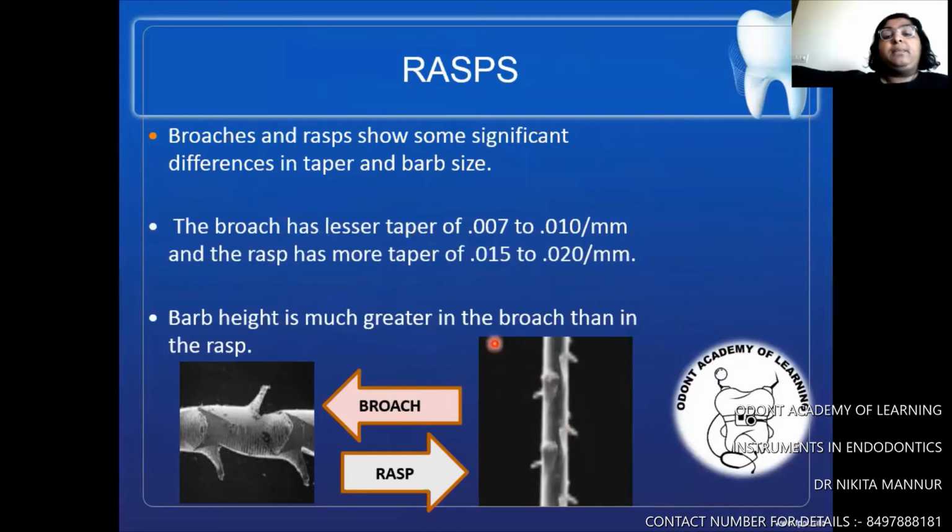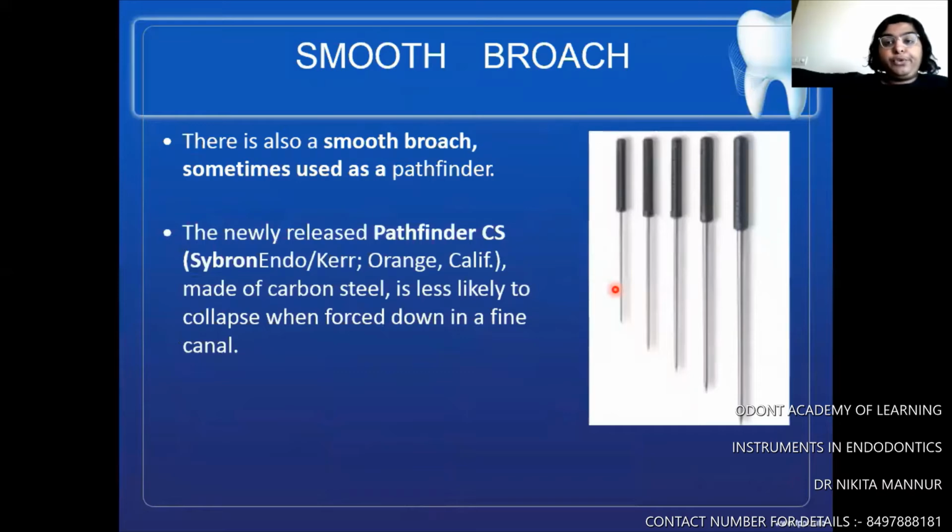The barb height is much higher in the broach than the rasp. As you can see, this is the height of the barb. Here they are placed much closer together in the rasp. Now, smooth broaches are also known as pathfinders. They are basically used to check for the patency of the canal and to locate the orifice of the canal. The newly released Pathfinder CS is made of carbon steel, and is less likely to collapse when forced down in a fine canal.